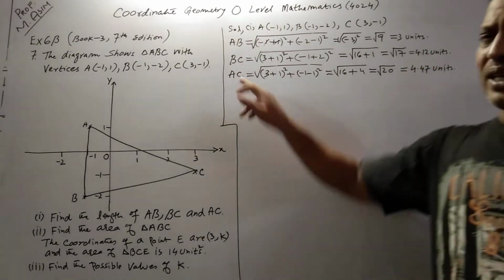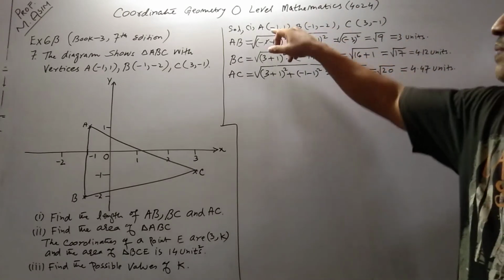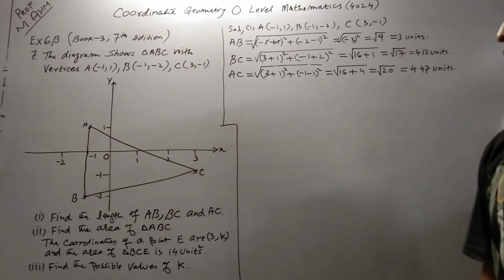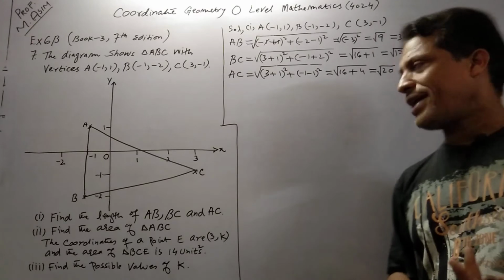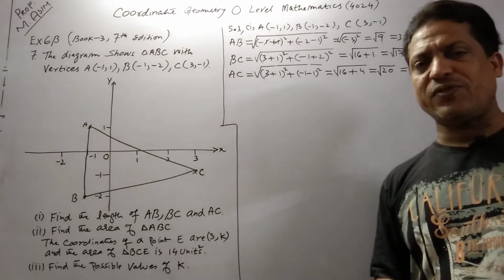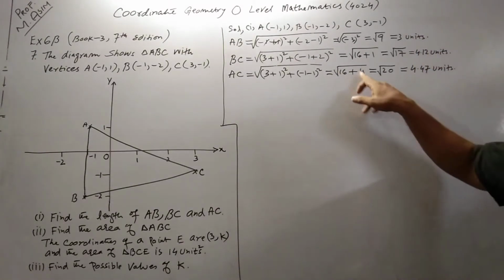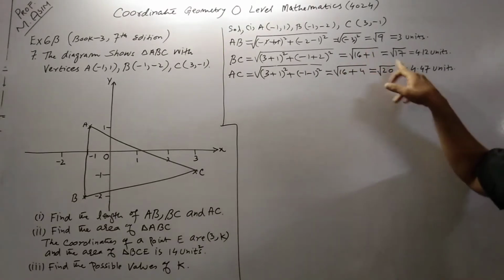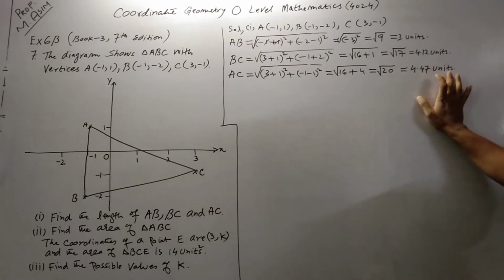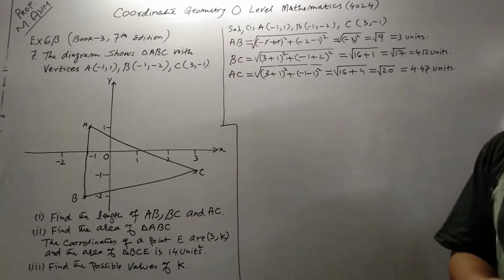To find the distance of AC, this is your x1, y1 and this is your x2, y2. So (3 minus minus plus 1) whole squared plus (-1) whole squared, square root. 3 plus 1 is 4, 4 squared is 16, minus 1 is minus 2, squared is plus 4, because the square of a negative number is always positive. So -2 squared is 4, 16 plus 4 is 20, and by using a calculator you can find the root of 20 is 4.47 units. So this is the answer of the first part. The first part is to find the length of AB, BC and AC.